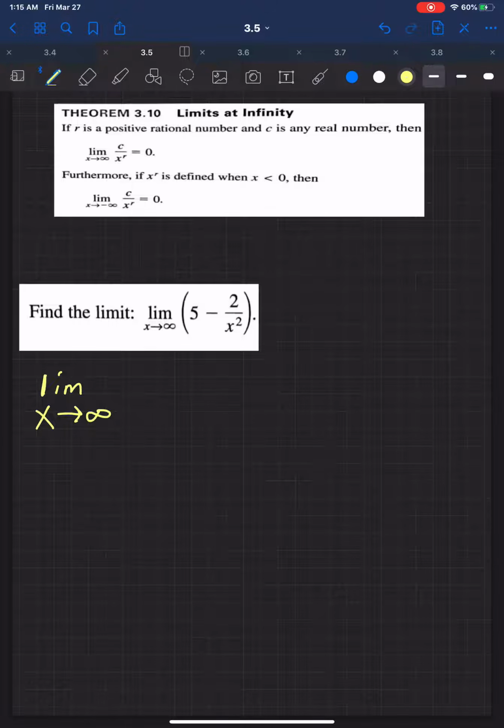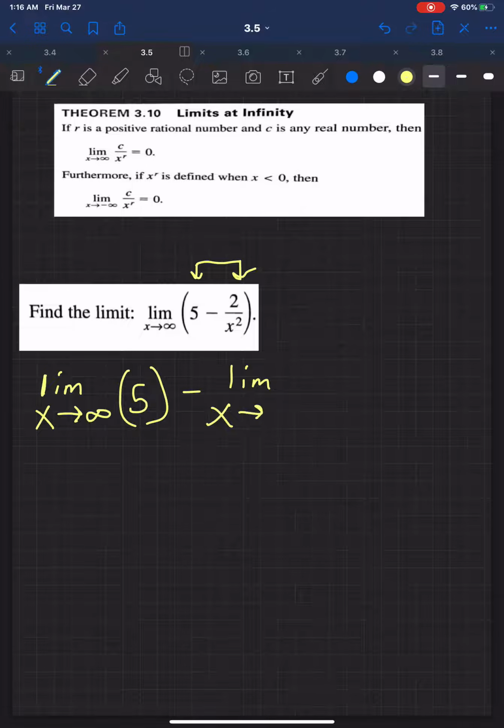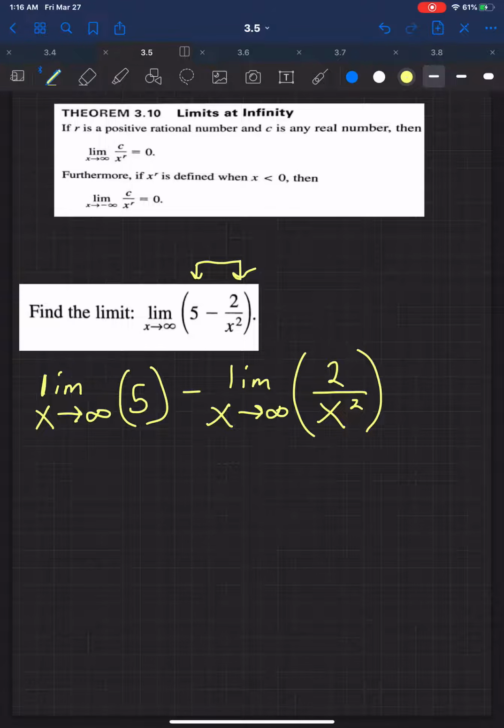Now, what I'm going to do is split this up. So I'm going to think about this as the limit as x approaches infinity of 5 minus the limit as x approaches infinity of 2 over x squared. With me? Well, remember, what is the limit as x approaches a value of a constant? The limit of a constant is just the constant. So it's just equal to 5. It doesn't matter what x does. Y is always going to be 5.